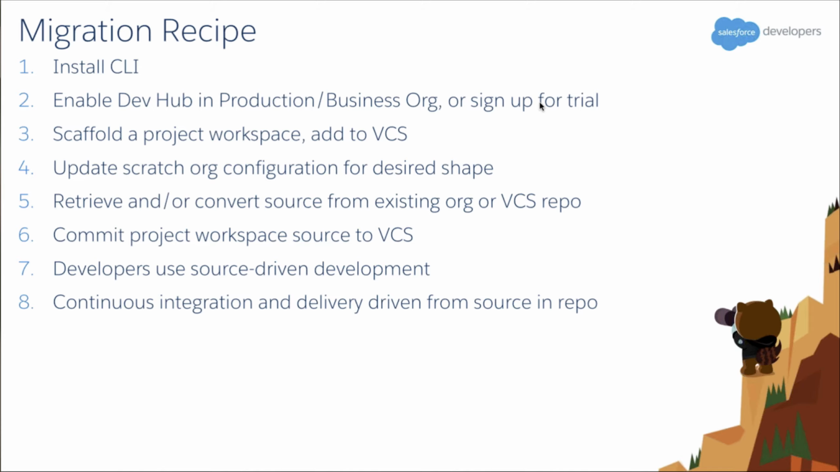Some of you may already be doing source-driven development, and so you wouldn't need to do that unmanaged package piece. You could actually just start at the convert step and convert your existing source into the Salesforce DX project workspace. You would commit the workspace to your VCS. Your developers would start using source-driven development using the CLI, and then you would integrate into your continuous integration and delivery systems driven from that source that you've now migrated. And so now I'd like to hand this off to Jim, who will talk about some of the challenges in the migration and ways you can approach that.